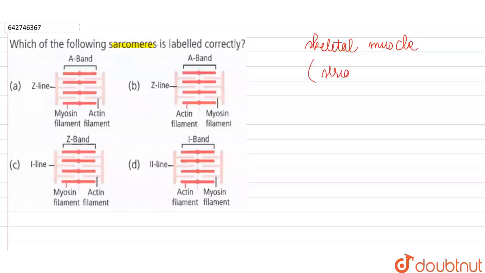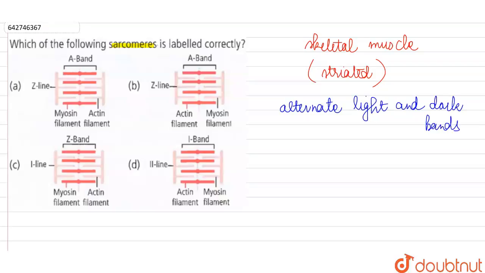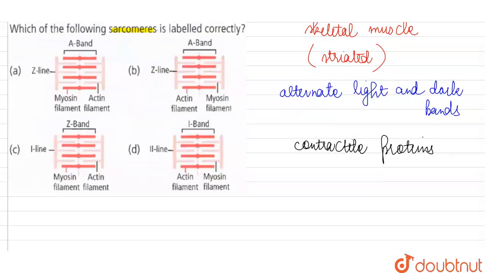We know that the skeletal muscles are also known as the striated muscles, and this is because if we observe a skeletal muscle under a microscope, we are going to see some stripes or alternate light and dark bands on our muscle fiber. This is because of the distribution of two contractile proteins, which are very important for the contraction and relaxation of the muscles, and these proteins are actin and myosin.